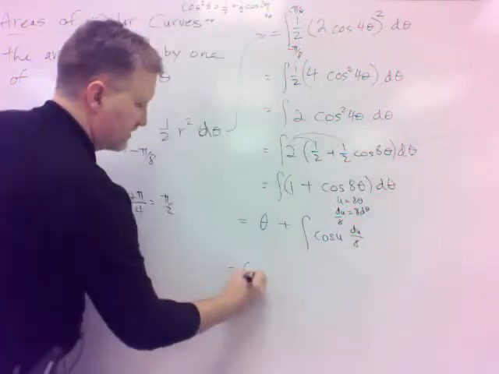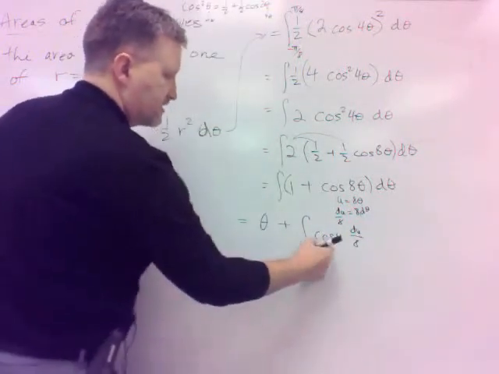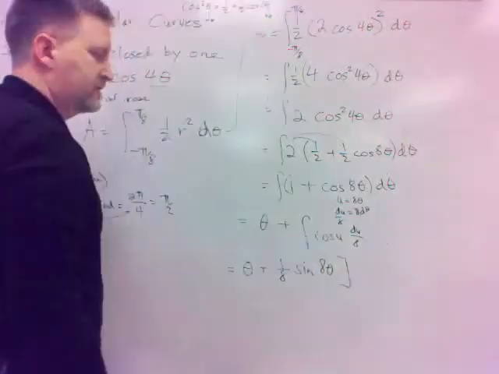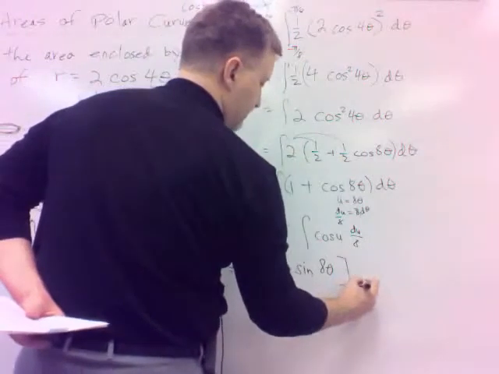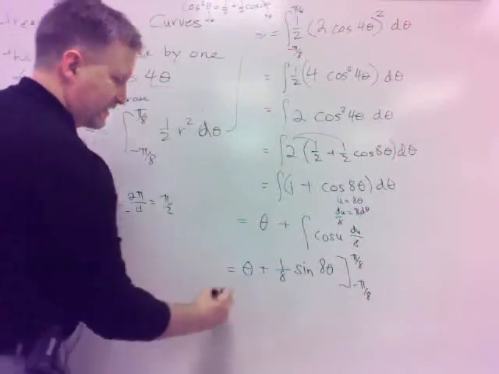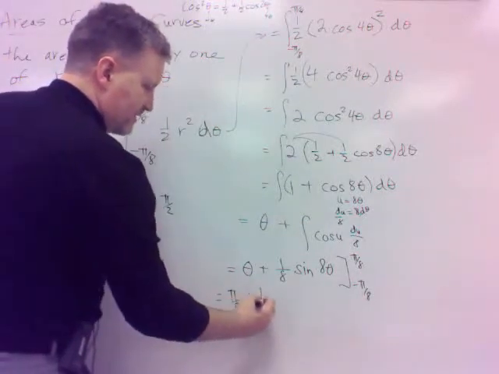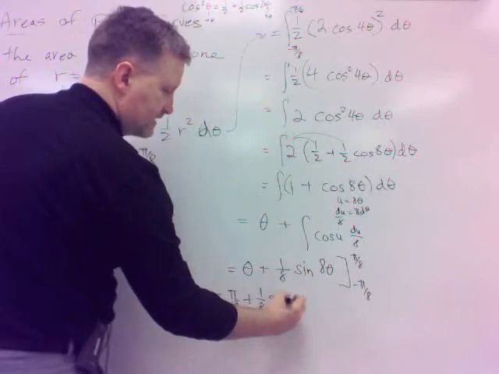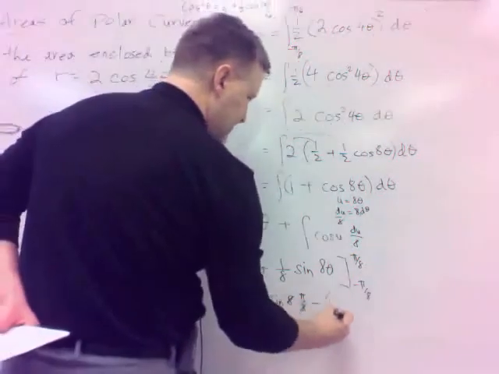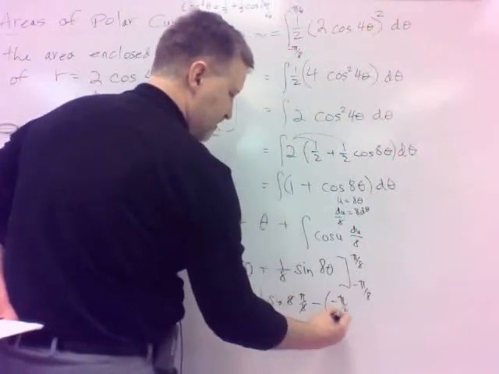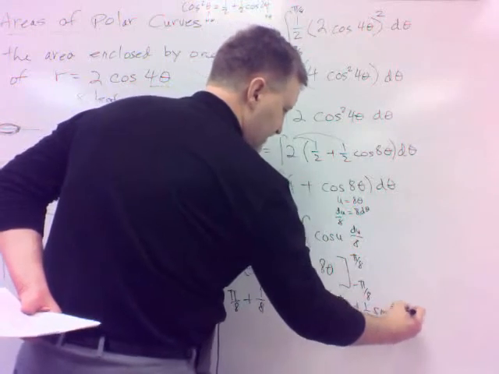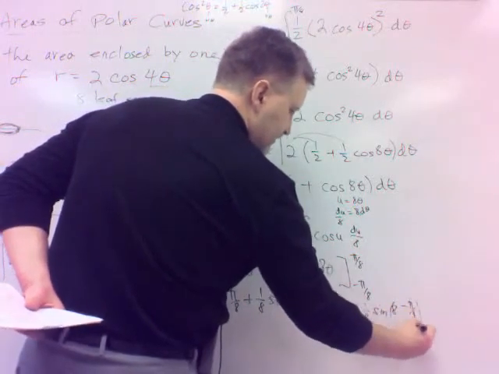So it's going to be theta plus 1/8. Antiderivative of cosine is sine of u, but u is 8 theta, so I'm going to put that in there. 1/8 sine 8 theta. And that is from negative pi over 8 to pi over 8. That's going to work out nicely. Plug in the pi over 8. So we have pi over 8. That'll be 1/8 sine of 8 times pi over 8. But that's just going to be sine of pi, isn't it? Minus, plug in the minus pi over 8, so that'll be minus pi over 8, plus 1/8 times sine of 8 times negative pi over 8. Well, that'll just be negative pi.